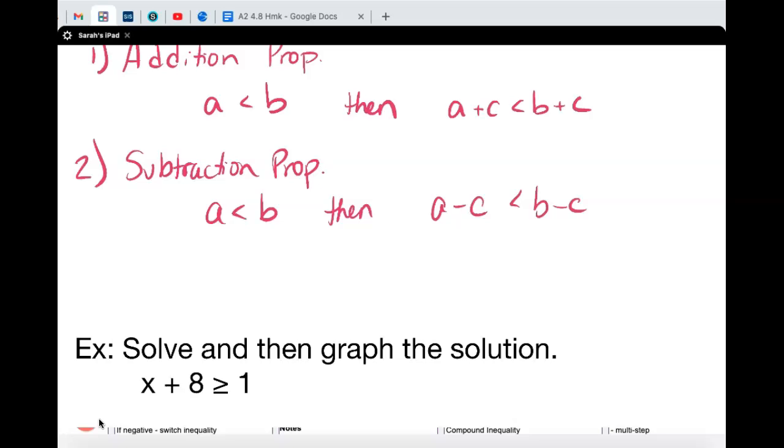Okay. So we want to get x by itself. So I have x plus 8 greater than or equal to negative 1. What should I do first?